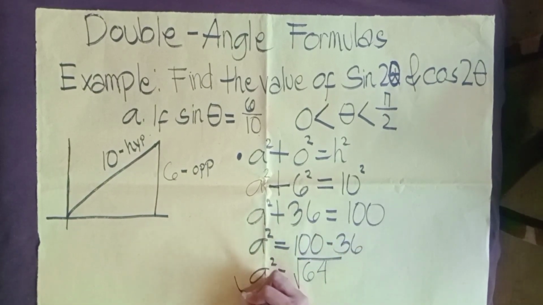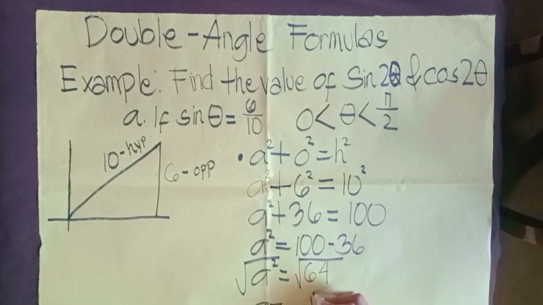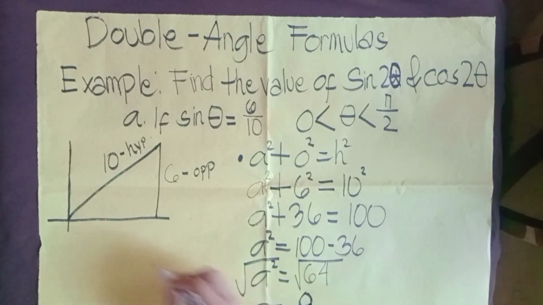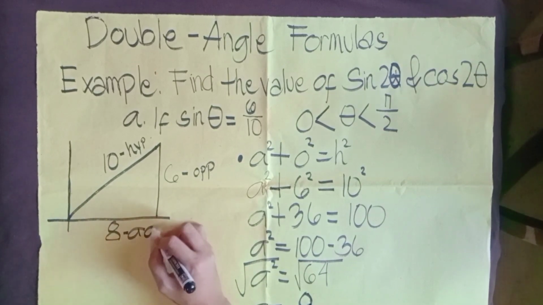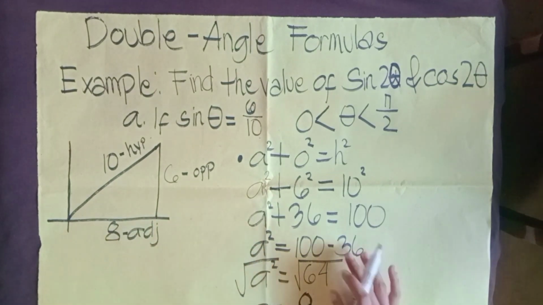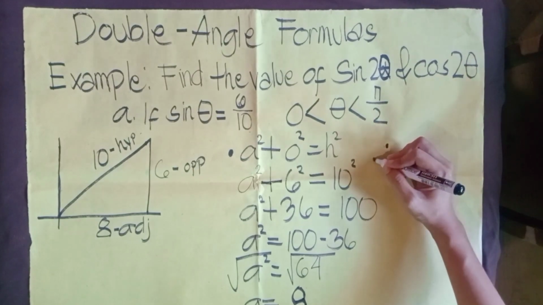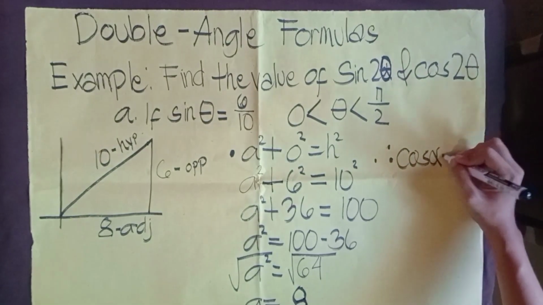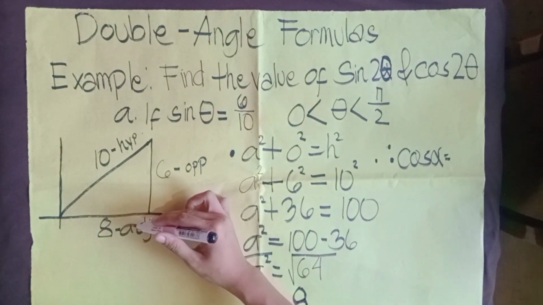Then find the square root of 64. So that is 8. So a equals 8. So the adjacent is 8. So the cosine theta is 8 over 10, because that is adjacent over hypotenuse.